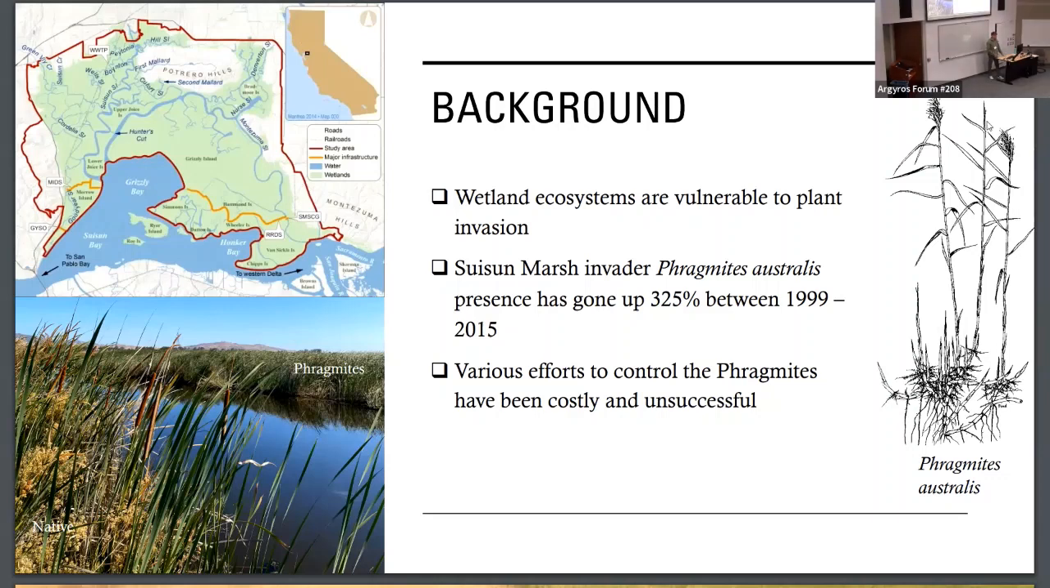It's a common reed that grows up to 15 feet tall and forms an aggressive monoculture and just outcompetes all the native species.